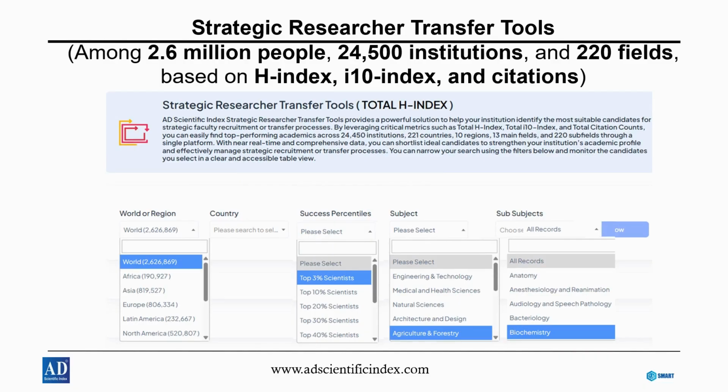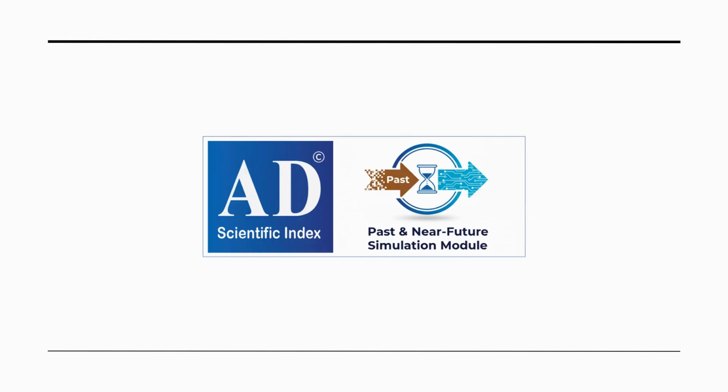Strategic researcher transfer tools allow institutions to identify top-performing academics among 2.6 million researchers, 24,500 institutions, and 220 fields. Using detailed metrics such as H-index, I-10 index, and citation counts, the platform helps shortlist ideal candidates by filtering across regions, countries, success percentiles, fields, and subfields, supporting data-driven recruitment and transfer decisions.